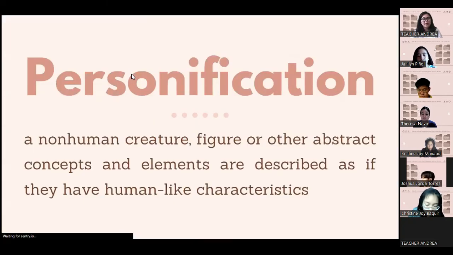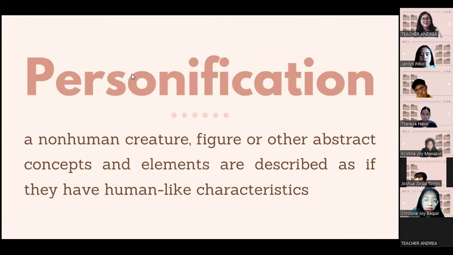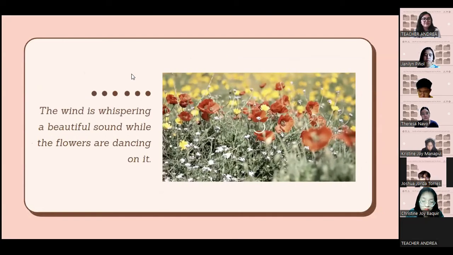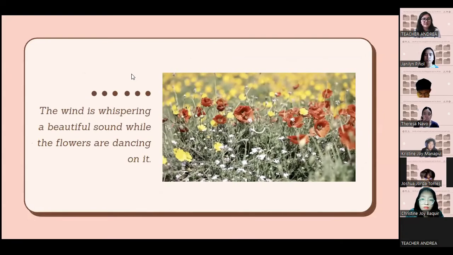So the next one would be personification. In personification, a non-human creature, figure, or other abstract concept and elements are described as if they have human-like characters. So this is also a comparative figure of speech wherein we compare an object or an animal or an element or an abstract or even an event to a person and to a person's character. For our example, we have the wind is whispering a beautiful sound while the flowers are dancing on it.